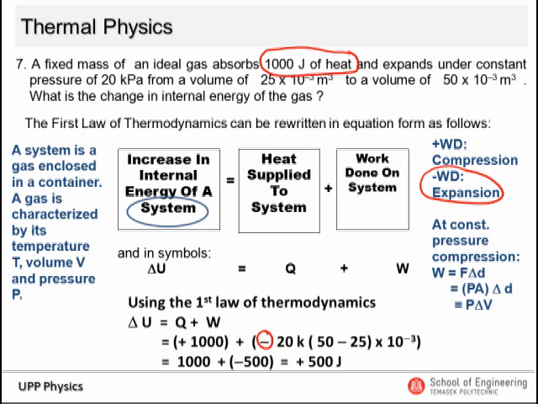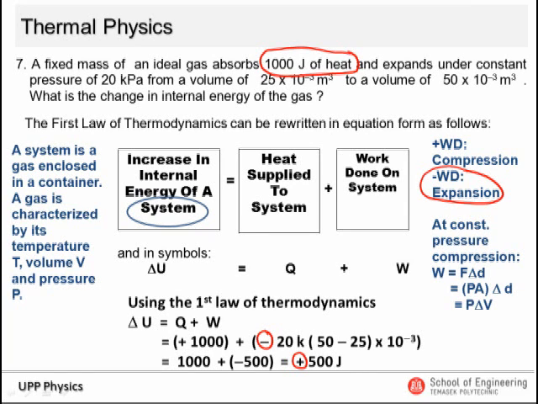So adding it with the heat supplied to the system, the total change in internal energy of the gas is a positive 500 joules. Because it is a positive 500, it will mean that it is an increase in the internal energy of the gas. The first law of thermodynamics is also another way to explain the principle of the conservation of energy. Now, you'll notice in the question that 1000 joules of heat is absorbed by the ideal gas.